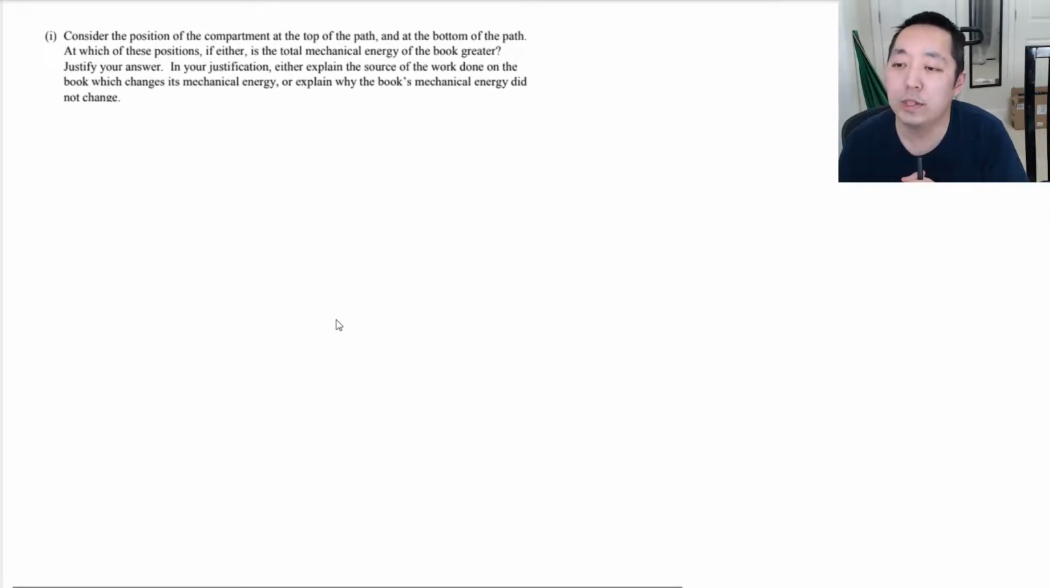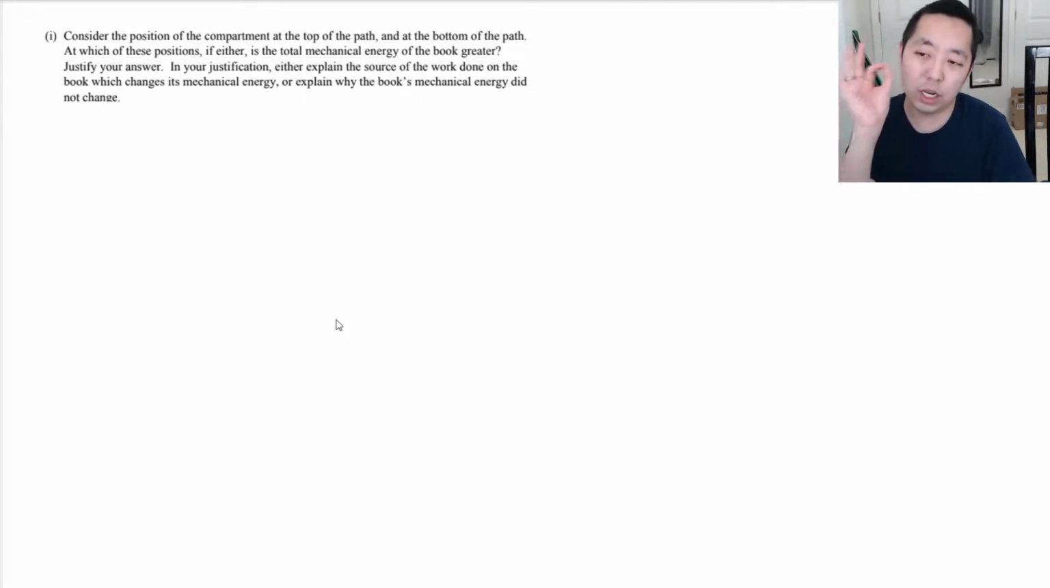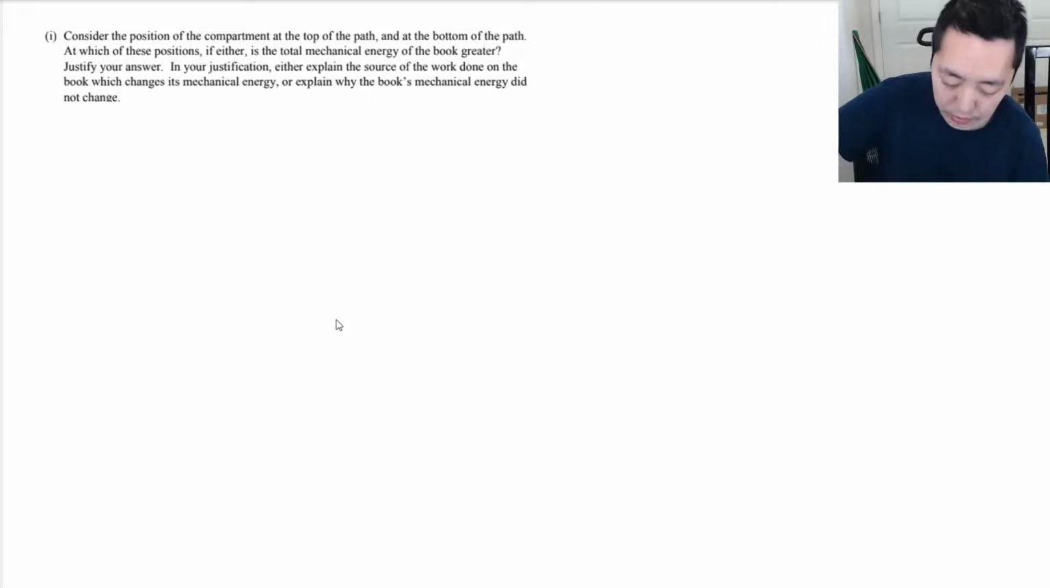Consider the position of the compartment at the top of the path and at the bottom of the path. At which of these positions, or either, is the total mechanical energy of the book greater? Justify your answer. In your justification, either explain the source of the work done on the book which changes mechanical energy, or explain why the book's mechanical energy did not change. This is worded oddly, so let me explain why.